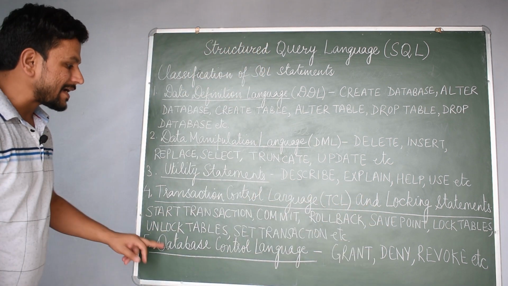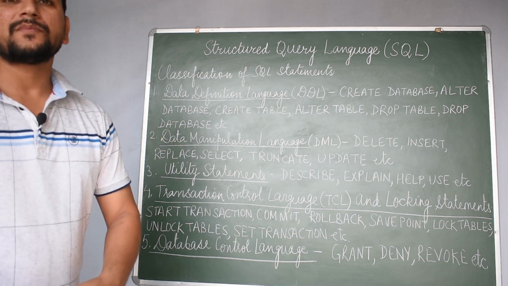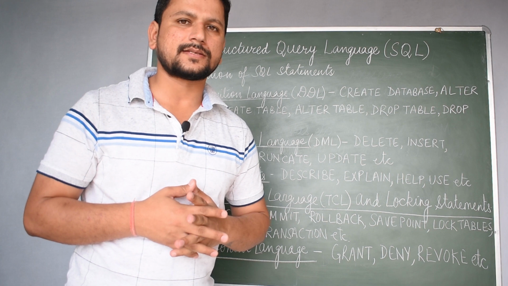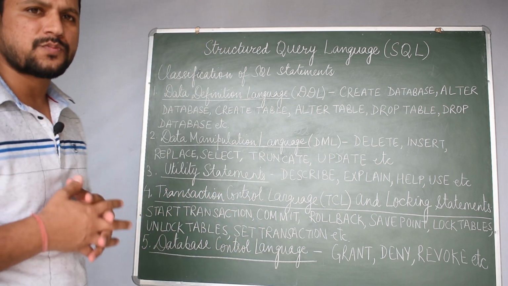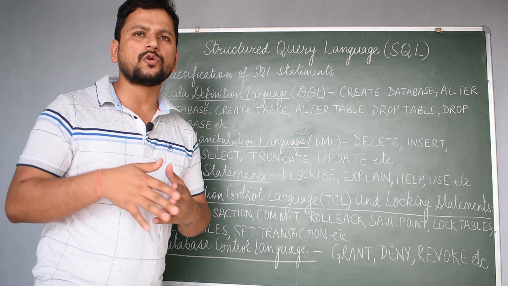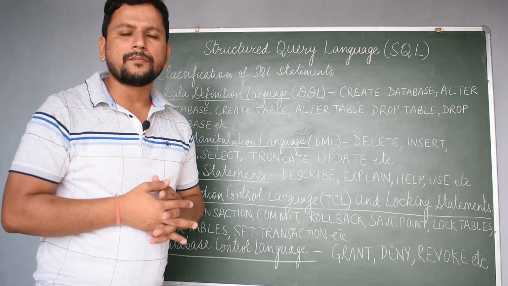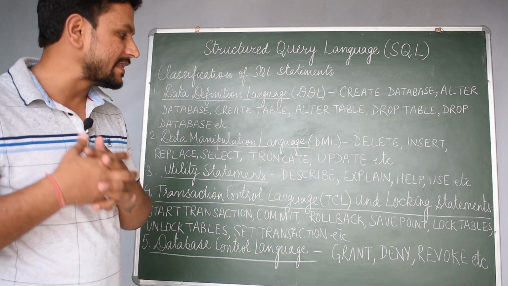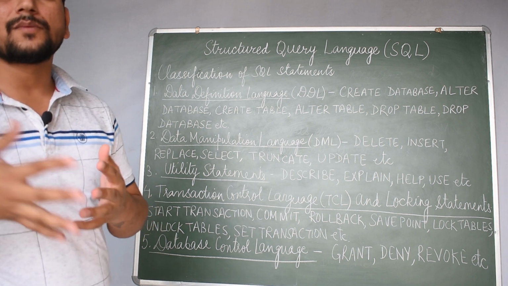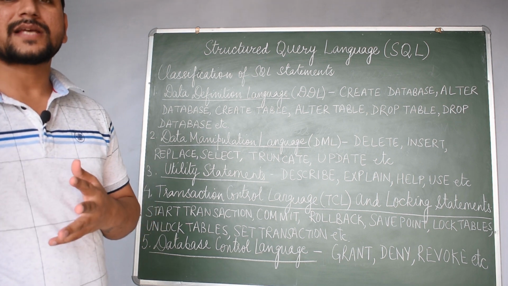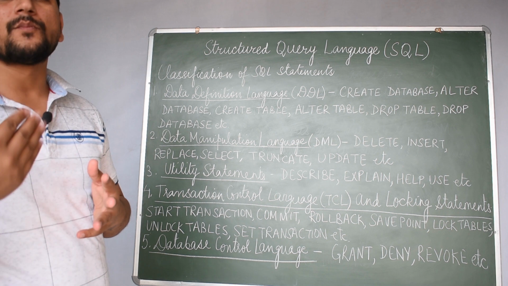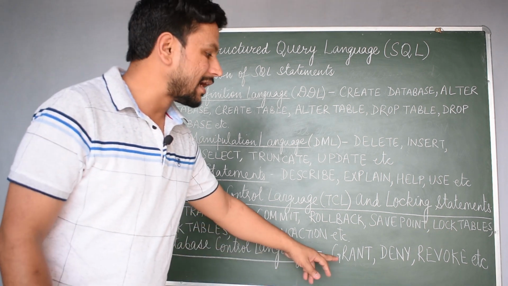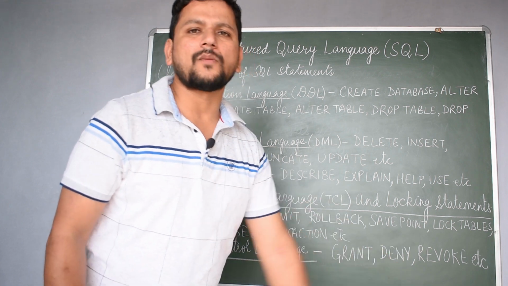Last one, we have database control language. Basically these commands are used for administration purposes. Administration purpose means, suppose for a particular user we have to assign some privileges, assign some features, or grant some permissions. We have to assign some permissions, we have to change the mode of that particular file. In that case we can use grant, deny and revoke commands.